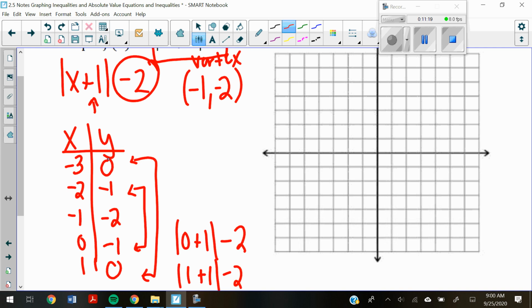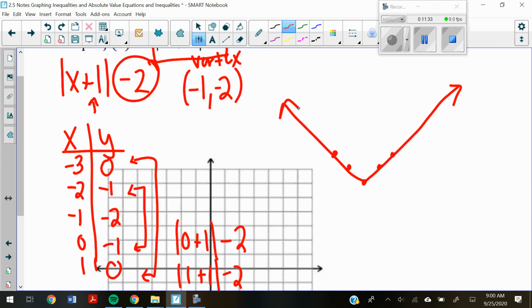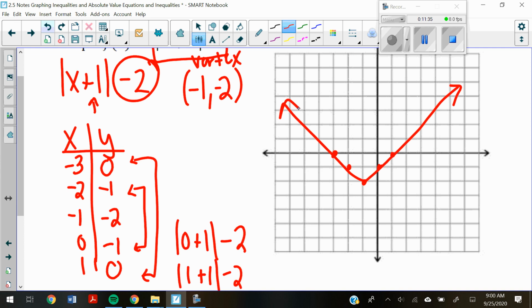So now I'm going to graph it. So -3, 1, 2, 3, 0. -2, -1. -1, -2. And then it's mirrored on the other side. So that's just review. Woo! All right, that's just review from 2.4.